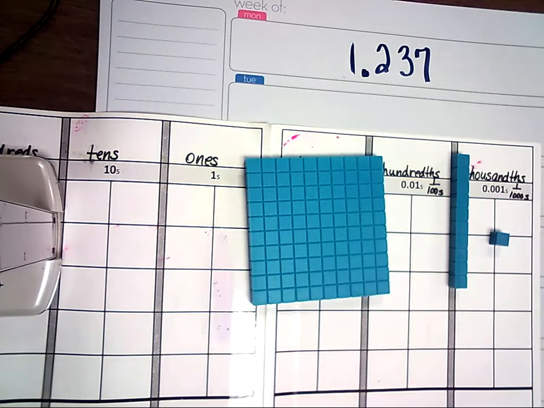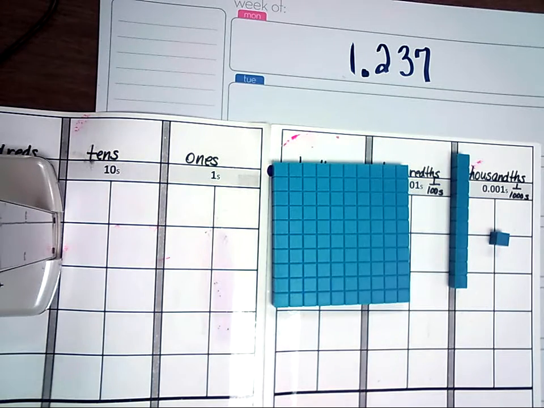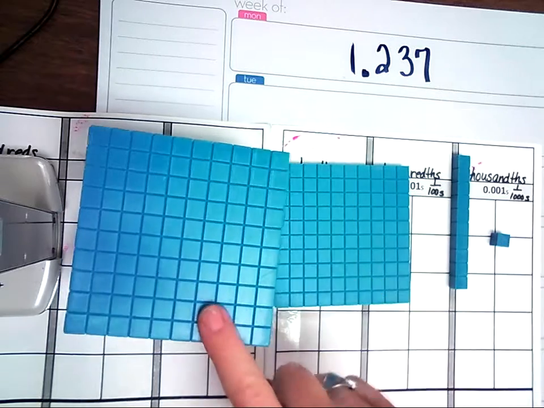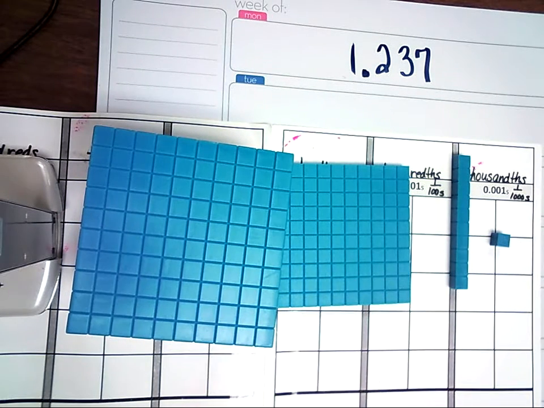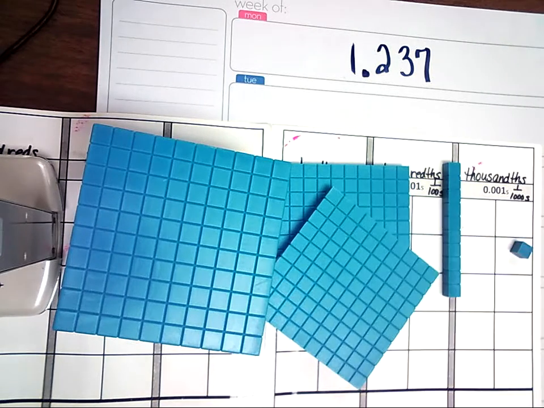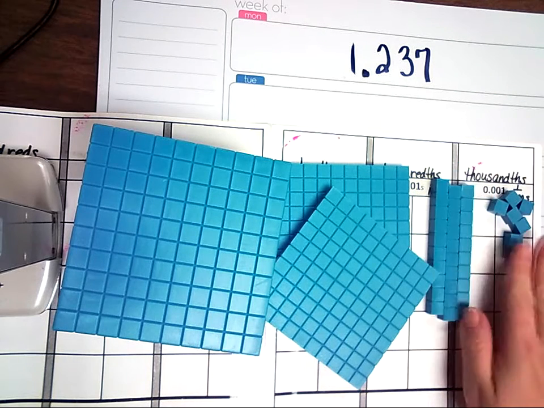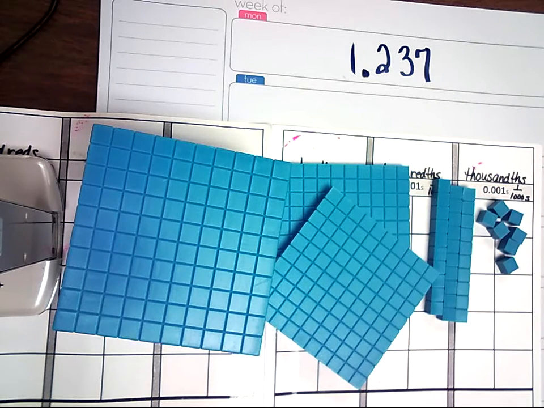so that's tenths. So anyhow, if I have this number, 1 and 237 thousandths, I would build it with base 10 blocks as one whole and 2 tenths and 3 hundredths and 7 thousandths, like so.